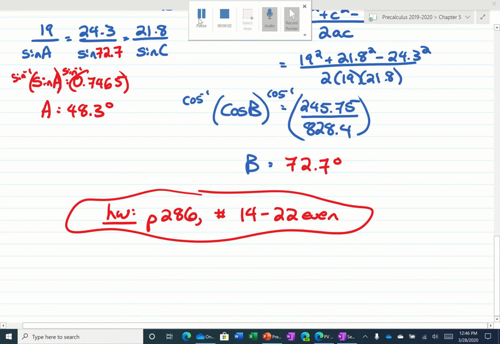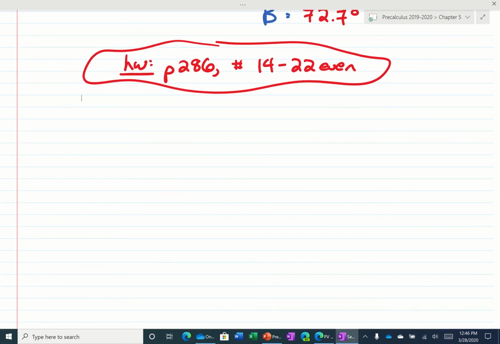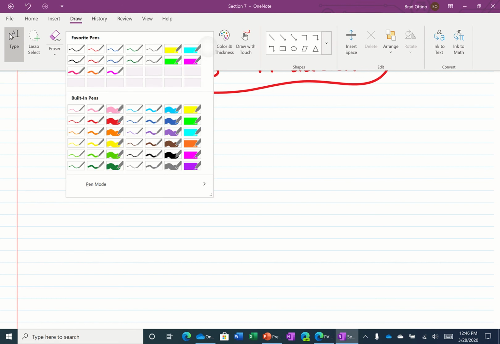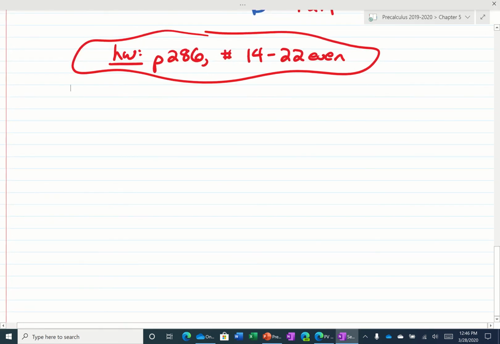Okay, so let's take a look at a couple of your homework problems. With the law of cosines, a lot of these are very similar. You just want to make sure that when you're getting your answer, the largest side is opposite the largest angle, and the smallest side is opposite the smallest angle. If it's not, you have to try another way to do it.